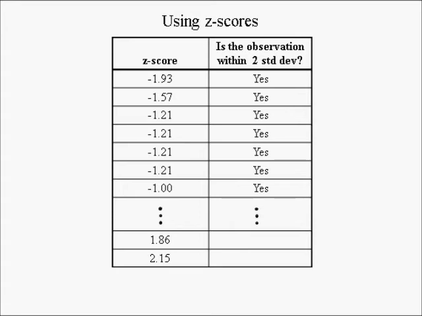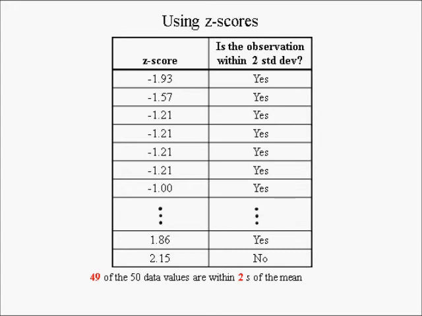The seventh observation is within 2 standard deviations from the mean because the absolute value of its z-score is 1, which is less than 2. In fact, this observation is within 1 standard deviation of the mean. The 49th observation is within 2 standard deviations from the mean because its z-score is 1.86, which is less than 2. Everything between it and the 7th is within 2 standard deviations as well because the data are in ascending order. The 50th observation is not within 2 standard deviations of the mean because its z-score is 2.15, which is greater than 2.